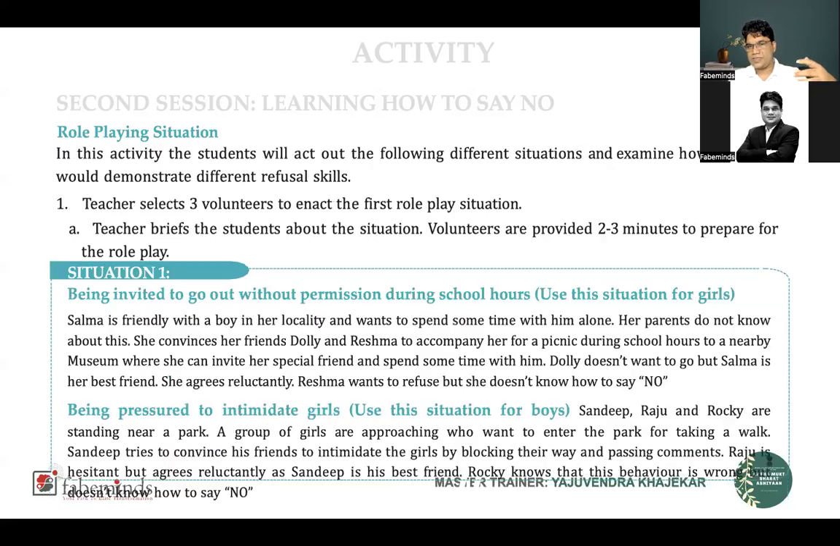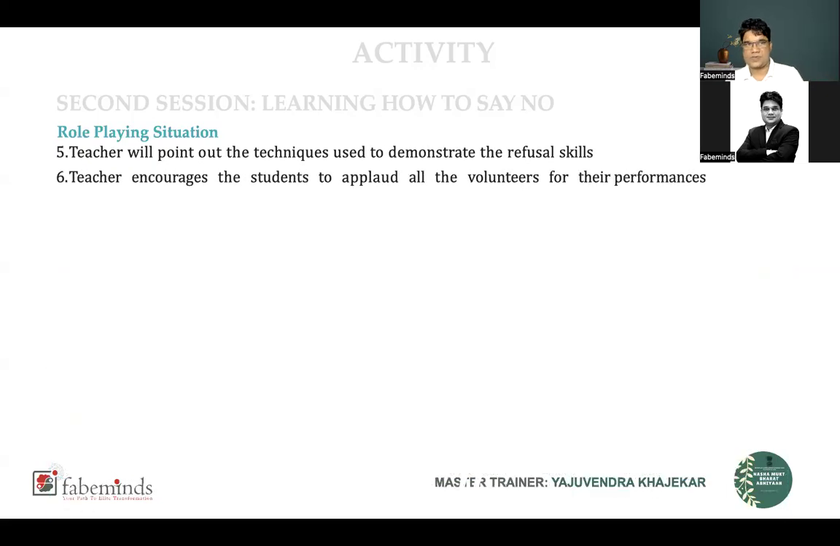Okay. What were the earlier situations? The earlier situation was going for a picnic, where her friend wants to meet her and asks the two to accompany. And another one is where they want to intimidate or taunt or stop the girls. Okay. So those are the four situations that are given.